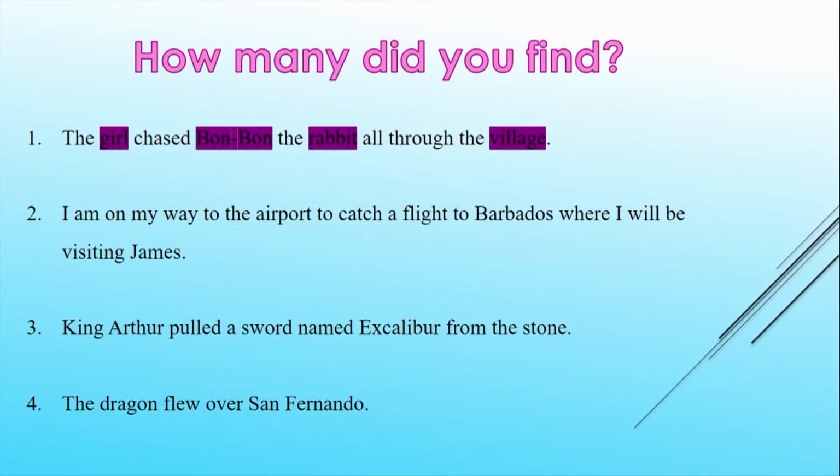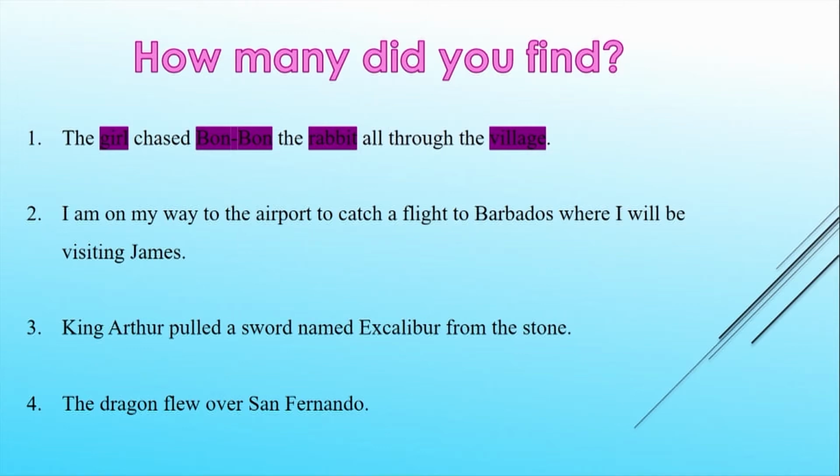So in number one, the girl chased Bon Bon the rabbit through the village. We have girl, we have Bon Bon, which is the name of the rabbit, which forms number 3, and we have village. So we have person, 2 animals, and we have a place. Did you find all of the nouns in number 1? If not, try to see if you can get it with number 2.